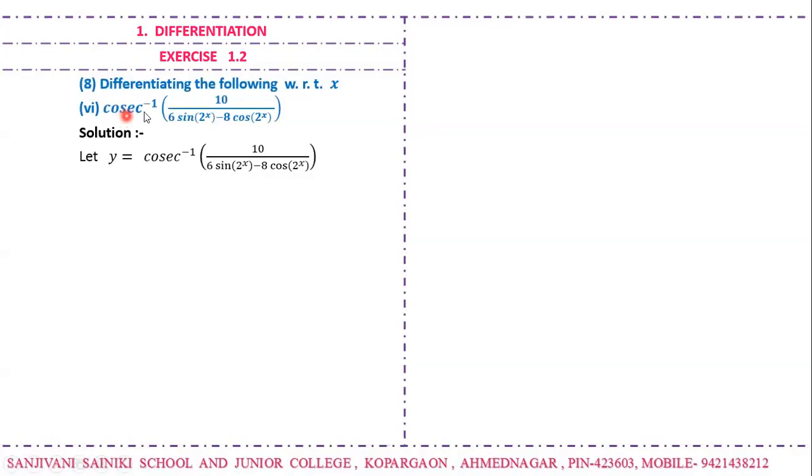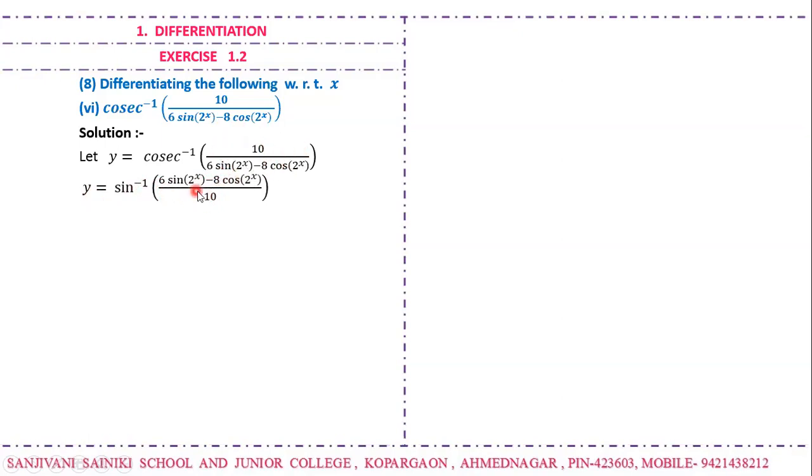Now the next example is differentiate the following with respect to x: cosec inverse of 10 upon (6 sin 2 raised to x minus 8 cos 2 raised to x). This example is similar to the previous one, only the term is taken in the denominator. So here we have to use the property: cosec inverse of 1 upon x is nothing but sin inverse of x. So we have taken the reciprocal of these terms.